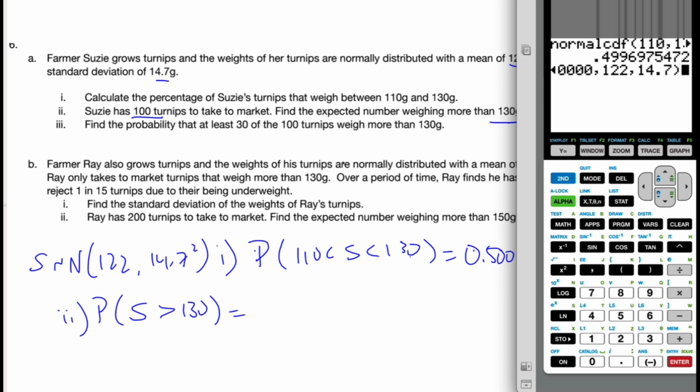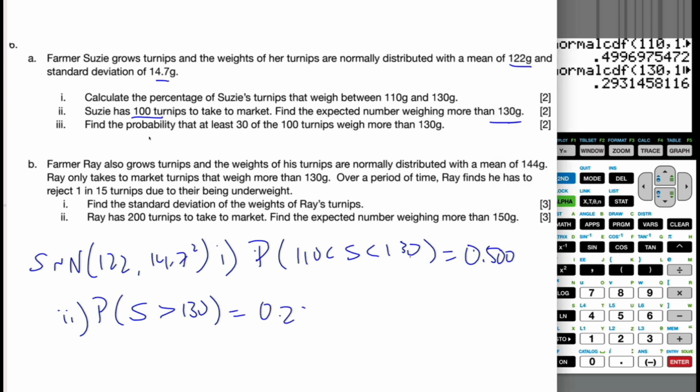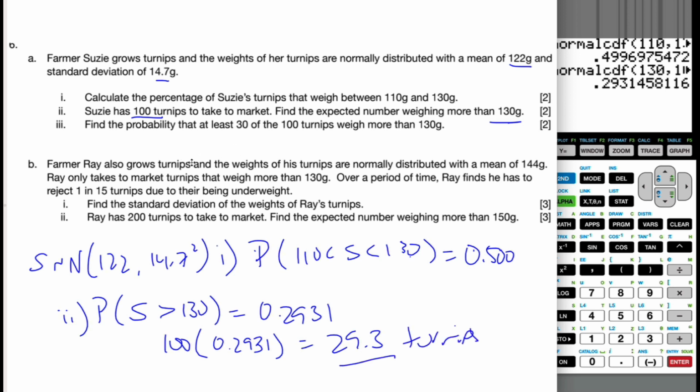And now I'm going to find that probability, which is 0.2931. If I want to find the expected value, it's going to be 100 times 0.2931, which is 29.3 turnips. So I should expect Sally should find 29 turnips of the 100 that are more than 130 grams.